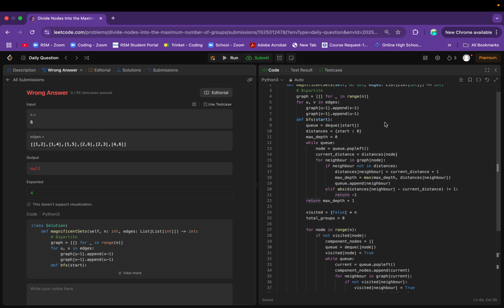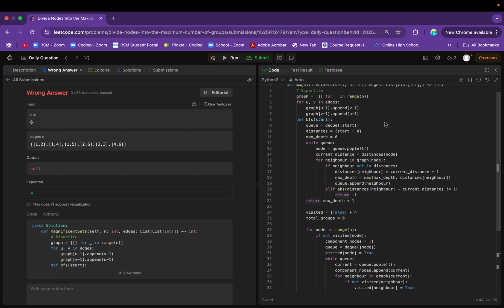Effectively, in this solution, we're using that BFS algorithm to process all the connected components of this graph. We're processing each connected component of the graph separately, and for each connected component, we're using the BFS algorithm to determine the maximum depth, which would correspond to the maximum number of groups that we can form while satisfying the given problem conditions. And by also ensuring that the graph is bipartite, we can guarantee that the nodes can be divided as required. And of course, if any component isn't bipartite, then the BFS helper function would return -1, and that would indicate that it is completely impossible to group the nodes accordingly.